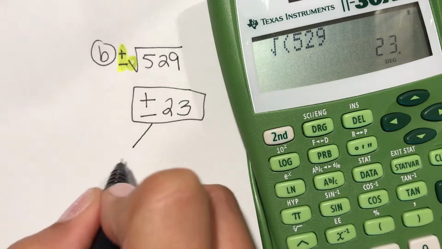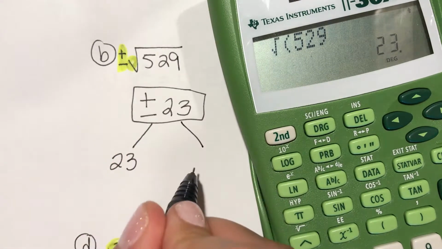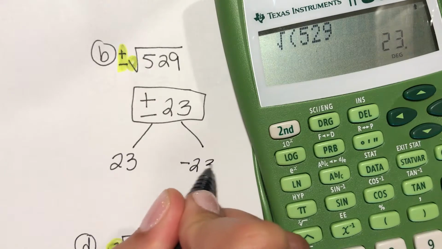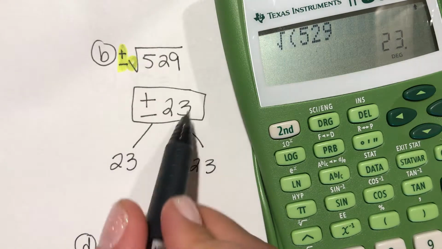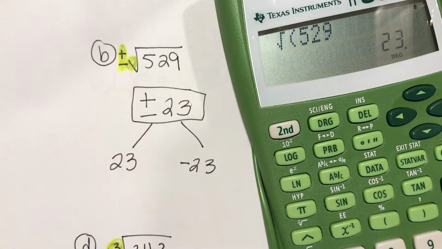That technically means that you have two answers. Positive 23 is your answer and negative 23 is your answer. However, we like to shorten it and write it together as plus or minus 23.